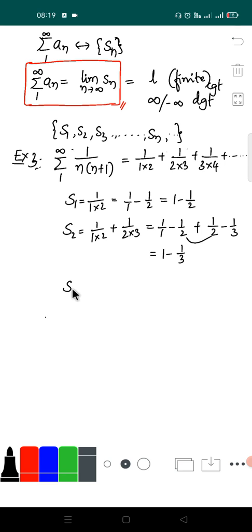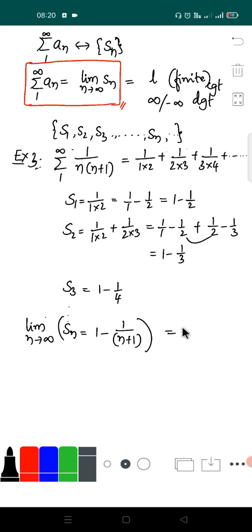Similarly, S3 will be 1 minus 1 by 4. So if we continue like this, Sn is 1 minus 1 by n plus 1. So if we take the limit here, limit n tends to infinity, Sn is nothing but 1 minus 1 by infinity. 1 by infinity is nothing but 0. So this sequence Sn converges to 1.